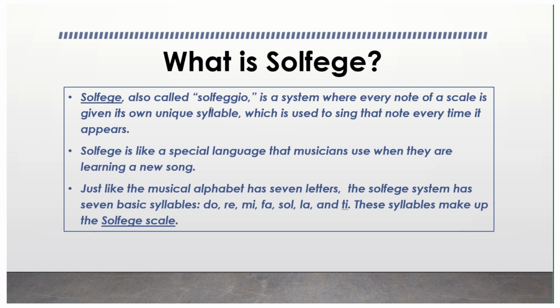Solfege, also called solfeggio, is a system where every note of a scale is given its own unique syllable, which is used to sing that note every time it appears. Solfege is like a special language that musicians use when they are learning a new song. And just like the musical alphabet has 7 letters, the solfege system has 7 basic syllables: do, re, mi, fa, so, la, and ti. I'm sure you remember those from class. These syllables make up the solfege scale.